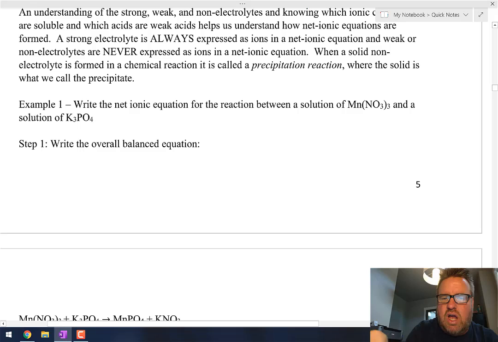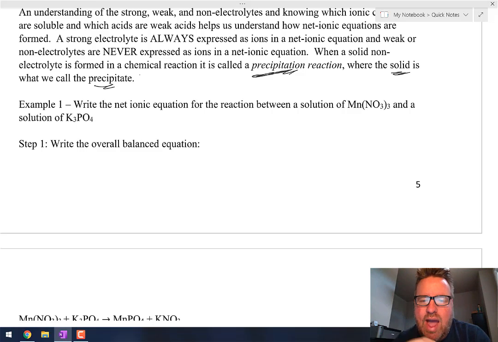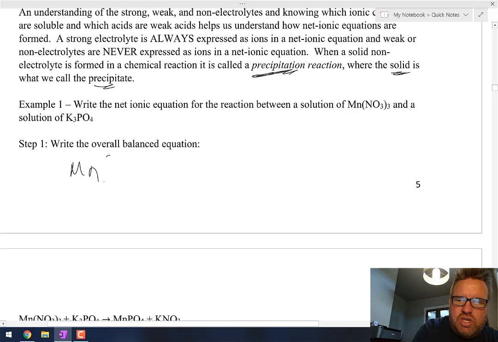If you produce a solid, so if you produce something on the product side that is insoluble, and remember the non-electrolytes are those insoluble ionic compounds, that solid that's formed is called a precipitate. And that type of reaction is called a precipitation reaction. If something precipitates, it means that you have formed a solid. The solid is the precipitate. So if you make a solid, an insoluble ionic compound, in a net ionic reaction, it's a precipitation reaction. So when we do this, we're just going to write the reaction.